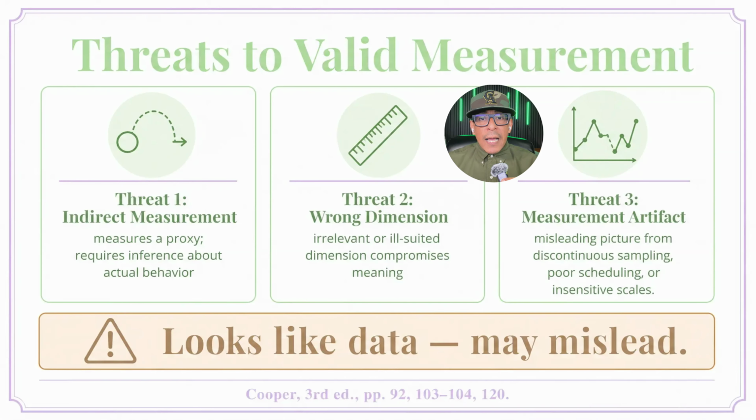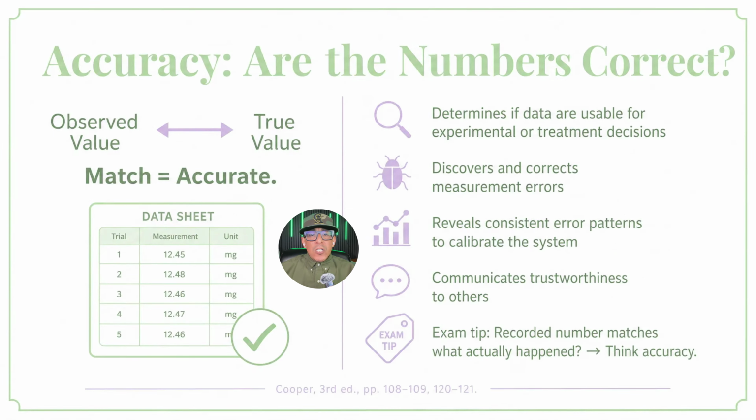Measurement artifacts are data that give an unwarranted or misleading picture of the behavior because of the way measurement was conducted. Common causes of artifacts include discontinuous measurement, poorly scheduled observations, and insensitive or limiting measurement scales. Measurement is accurate when observed values, meaning the data produced by measurement, match the true state or true values of the event. Accuracy matters because no one wants to make research conclusions or treatment decisions from faulty data.